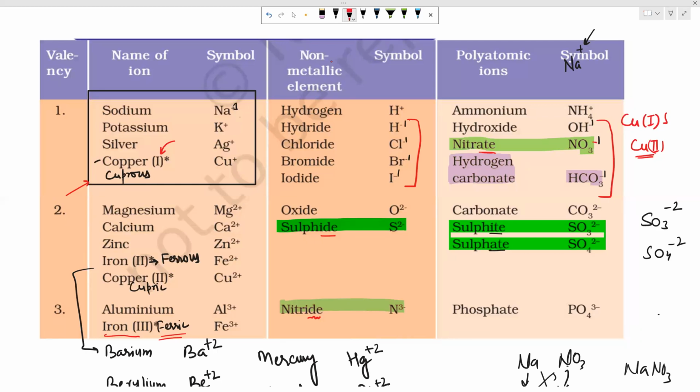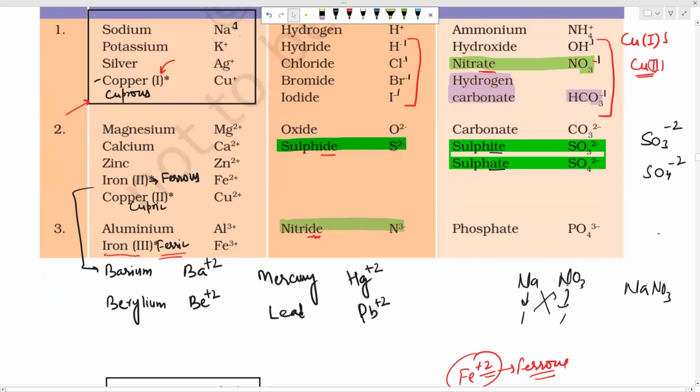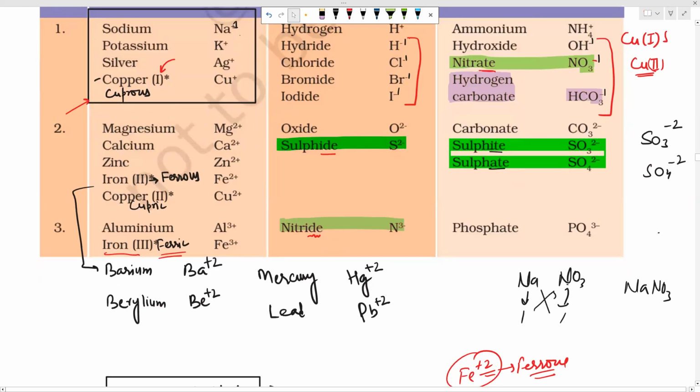Write down this one also. Abdul Jabbar, are you there in the class? Abdul Jabbar, other students? Yes, sir. Are you done, everybody? Write down this one also. Barium has two valency. It is not written. Barium. Then beryllium is Be2 positive. Mercury is Hg2 positive. Lead is Pb2 positive. Note it all, please. Okay, sir.